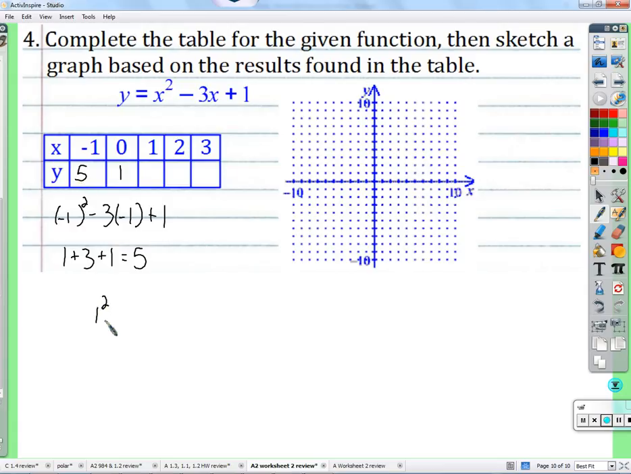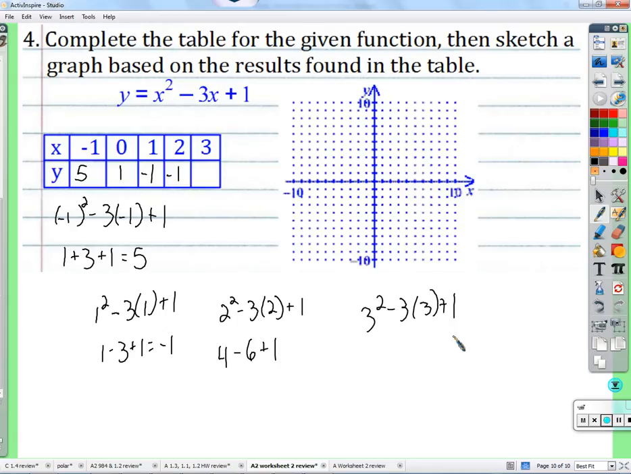One squared. I could put parentheses around that, but there's nothing that I'm really trying to make sure I do in the right order. It's just one squared. Whether I put parentheses around it or not, it's the same. Minus 3 times 1 plus 1. That's 1 minus 3 plus 1. So minus 3 is negative 1. 2 squared minus 3 times 2 plus 1, 4 minus 6 plus 1, so negative 2 plus 1, negative 1 again. We've got 3 squared minus 3 times 3 plus 1, we have 9 minus 9 plus 1, 1.